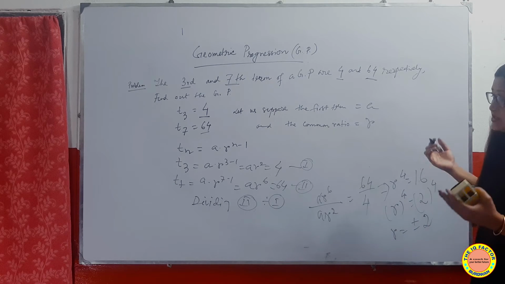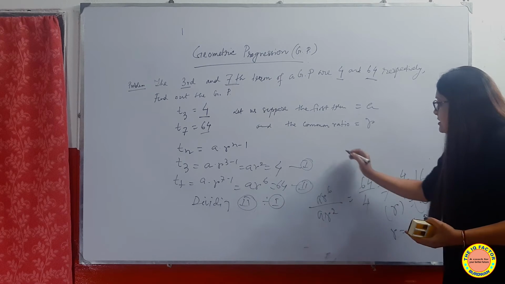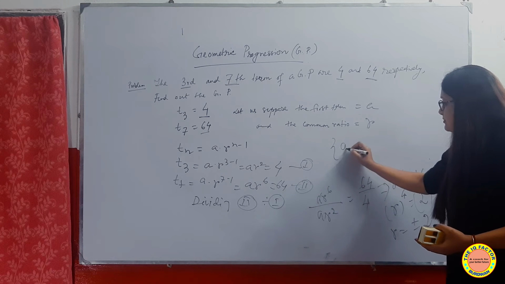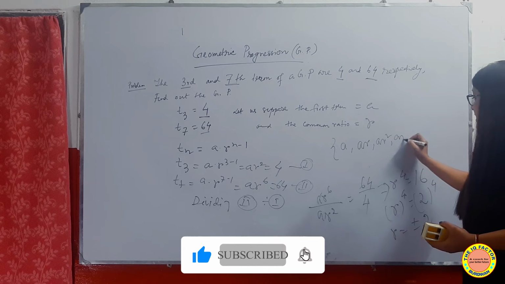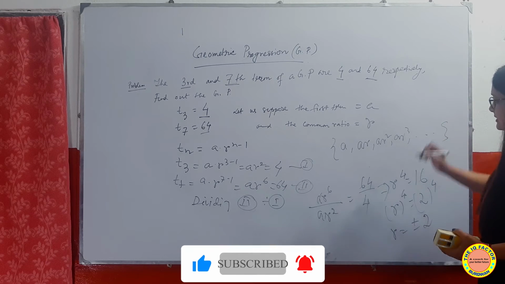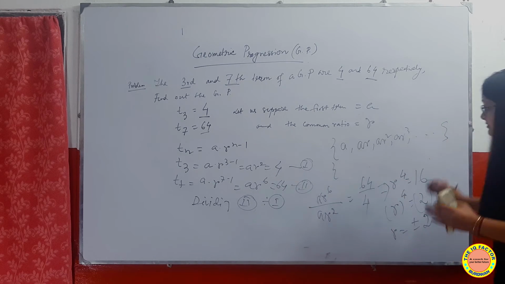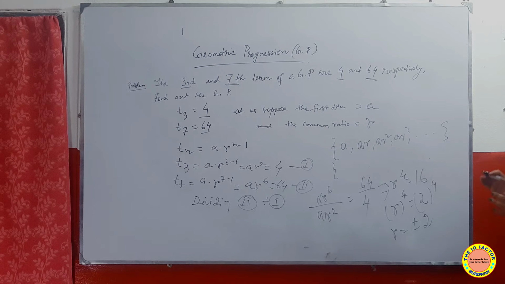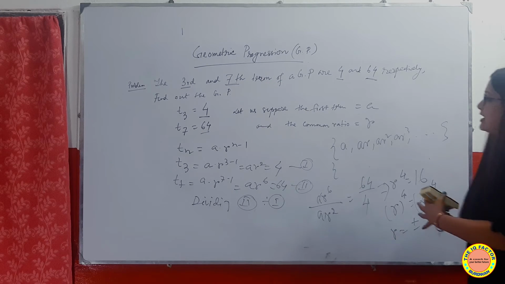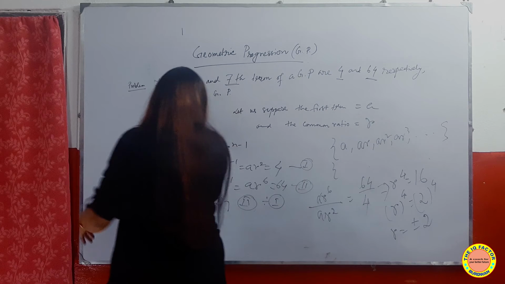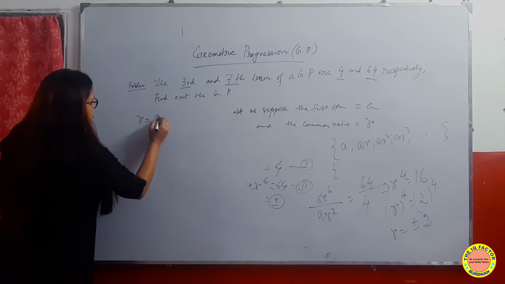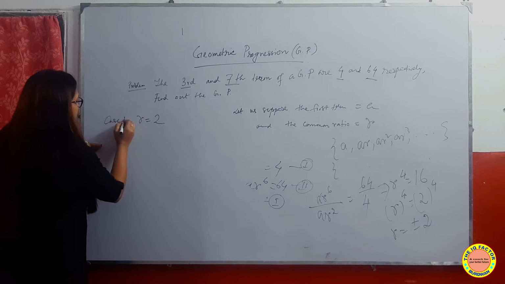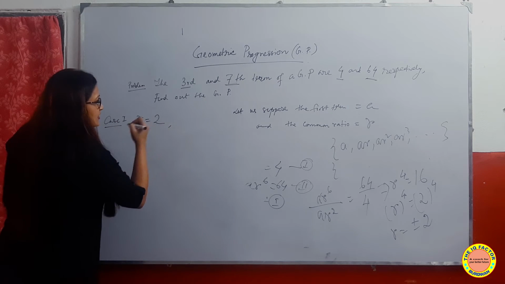Now what is the general form of GP? The general form of GP we know: a, ar, ar square, ar cube. So what is the first term? The first term we have to find out, a. So when r is 2, it is case 1. When r is 2, what is a?